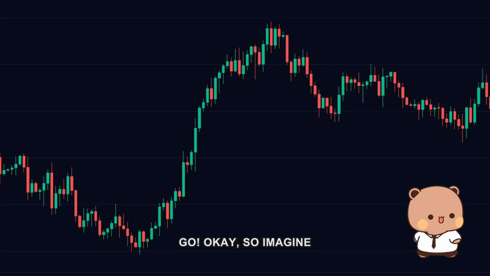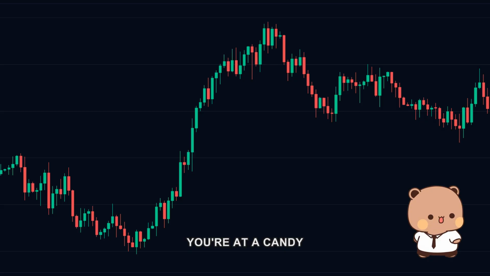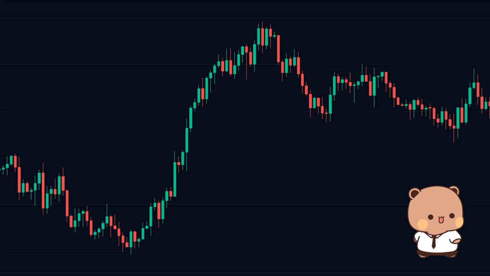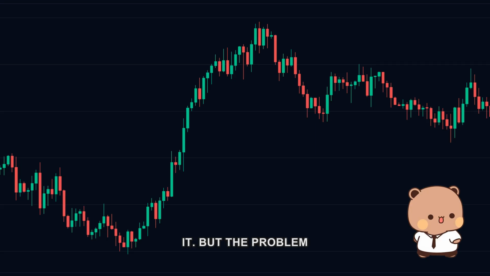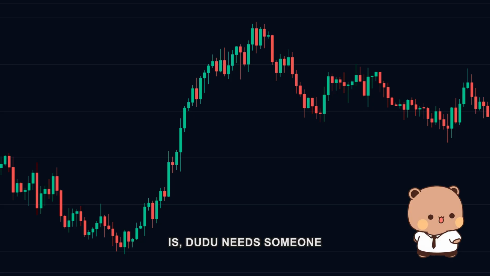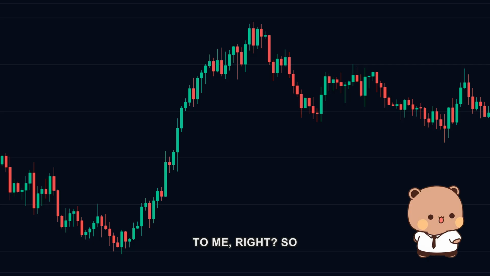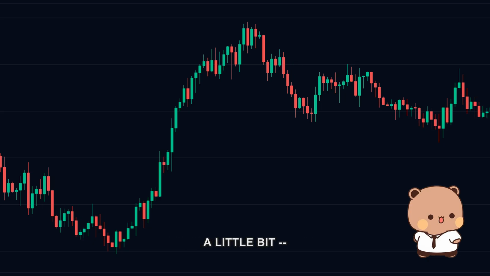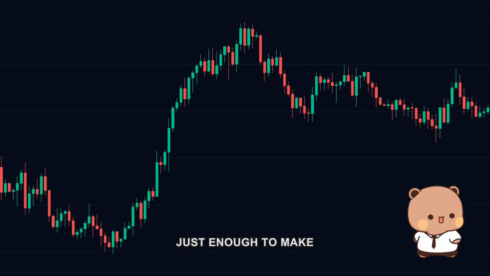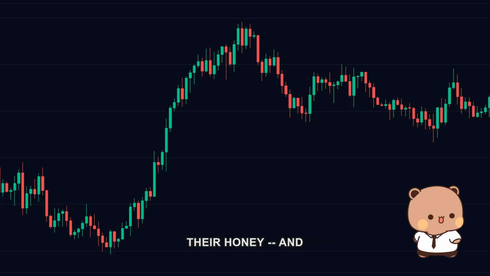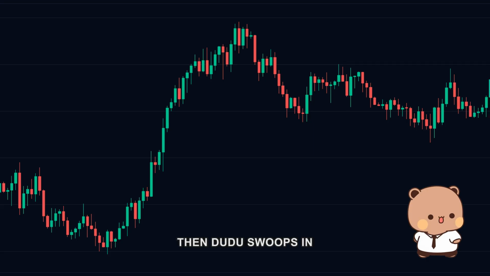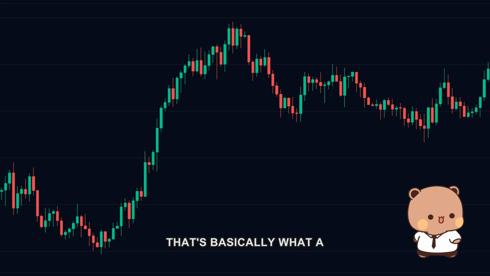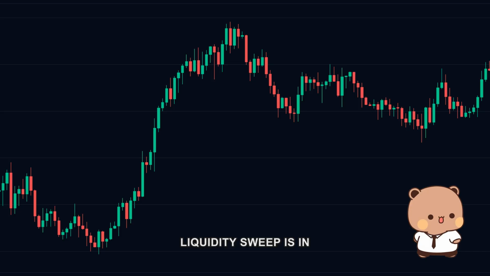Let's go. Okay, so imagine you're at a candy store. There's a big jar of honey sitting on the shelf, and Dudu wants all of it. But the problem is, Dudu needs someone to sell that honey to me, right? So what does Dudu do? Dudu shakes the shelf a little bit, just enough to make everyone panic and drop their honey. And then Dudu swoops in and grabs it all at a great price. That's basically what a liquidity sweep is in trading.